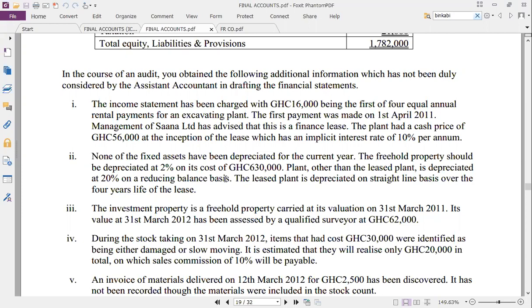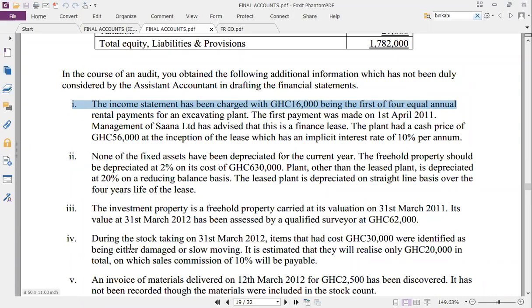You're fine. The lease plant is depreciated on a straight line basis over the 4 years life of the lease. Don't let the examiner tell you how to depreciate a leased property. According to IFRS, it must be depreciated over the shorter of the lease term and the asset's useful life. If they made only one available, 4 years, it must be depreciated over the 4-year period.